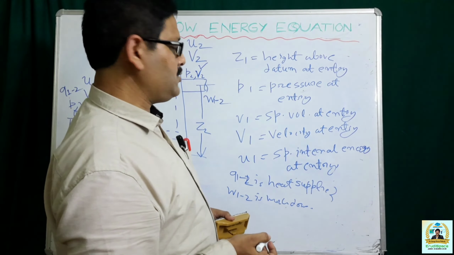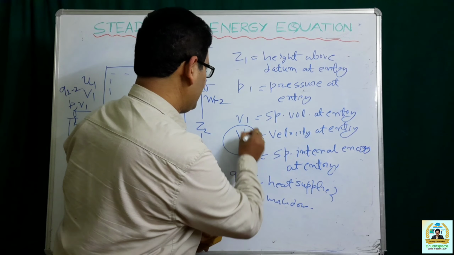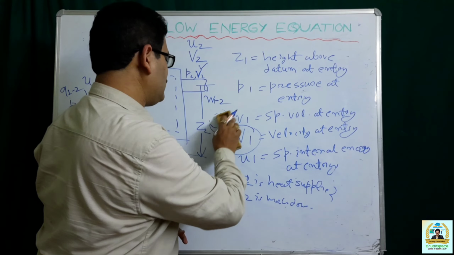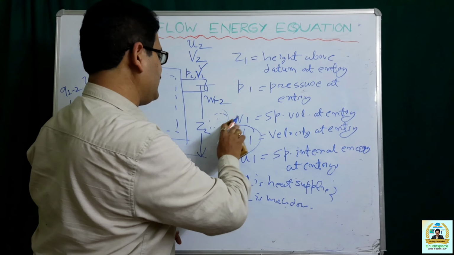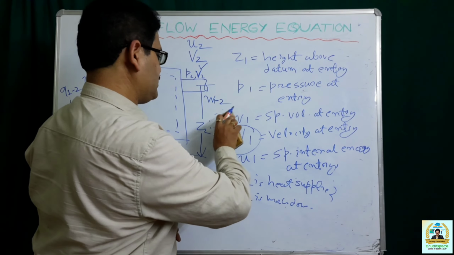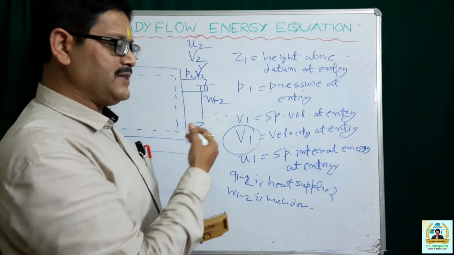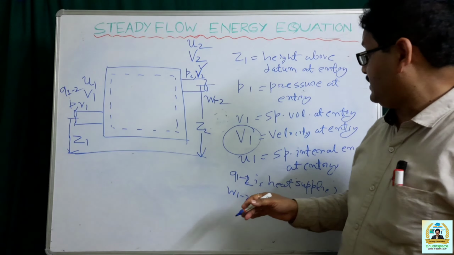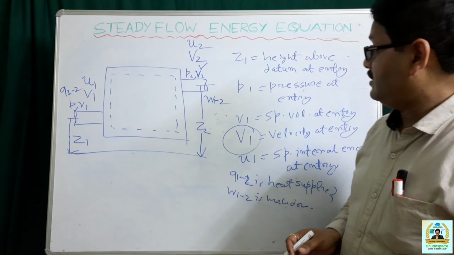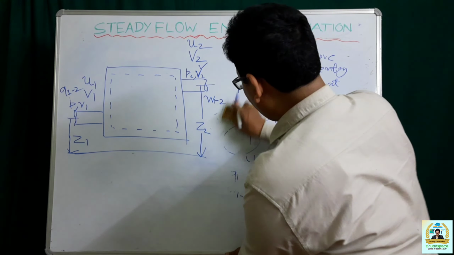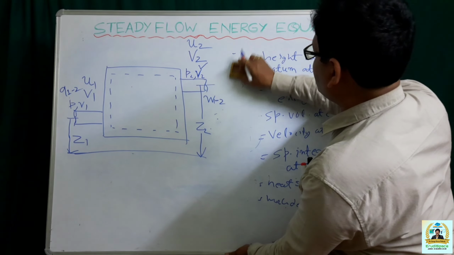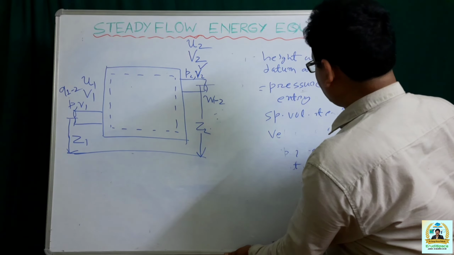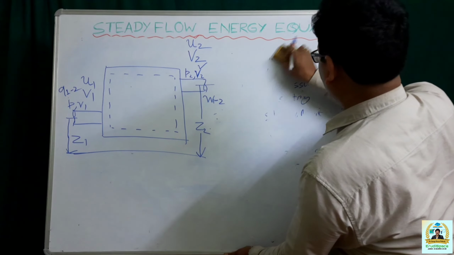Some authors take this capital V1 as C1, which I have not taken, but that is specifically done to avoid confusion between small v and capital V, because small v represents the specific volume, whereas capital V represents the velocity. If you inadvertently write small v for capital V or vice versa, then the entire analysis would be erroneous.